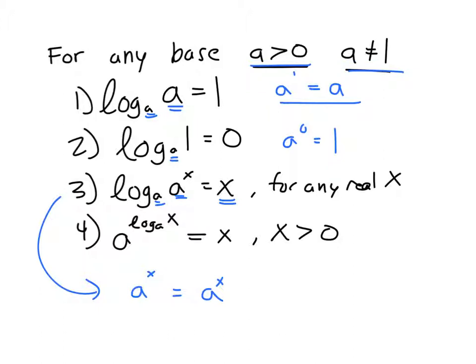Okay. Lastly, a to the log base a of x equals x. And this was basically the last example that was shown in the previous video. So to see an example of this, I recommend that you go back and look at that video. Basically it's like these guys are canceling and then you're just left with the x. Just make sure the bases are the same and then this property will hold.